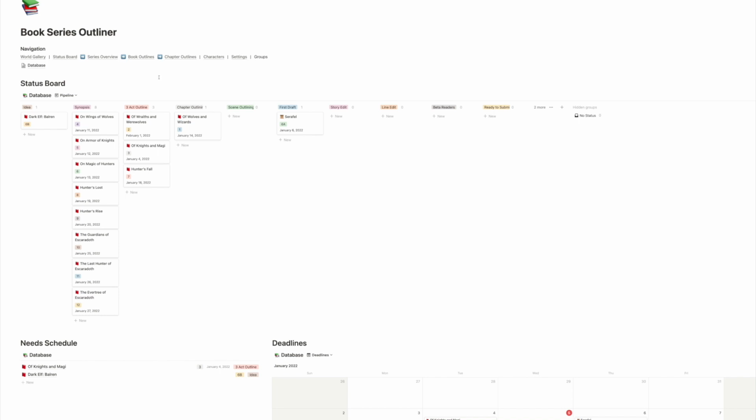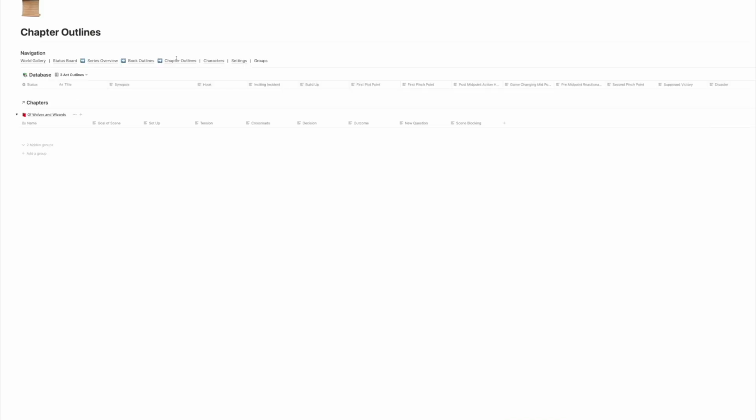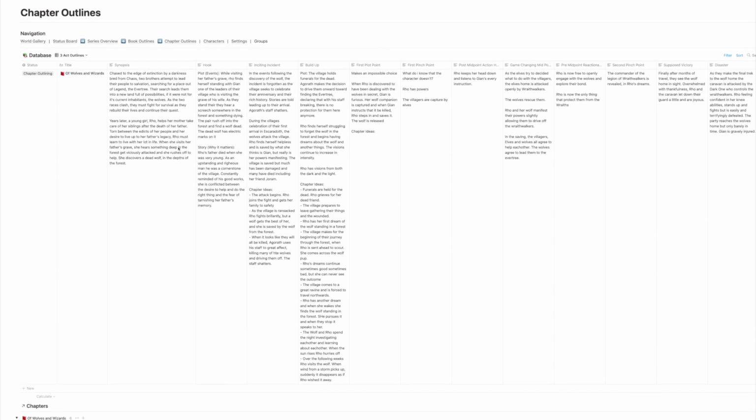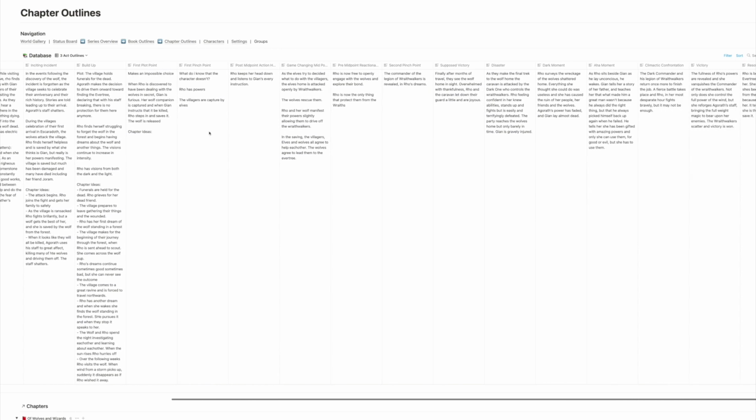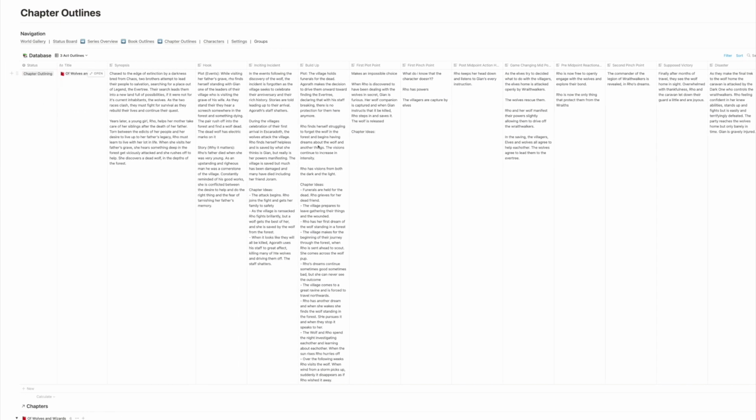But this is what we're going to do. We're going to go to Of Wolves and Wizards. So I'm going to chapter outlines here, and I have two views here on the chapter outlines. This is the three-act structure that I've worked through for this entire book. Now, it's not totally done. I'm still adjusting and changing things, but for the most part, it's ready to go.